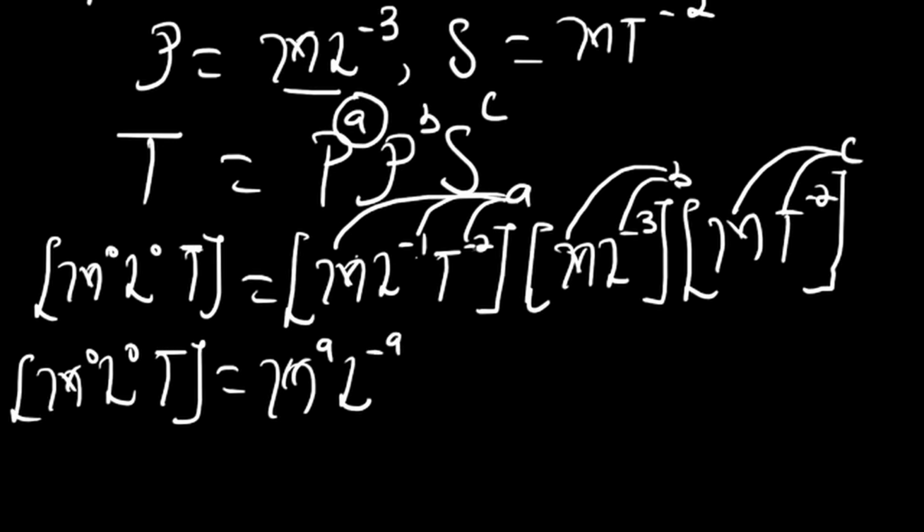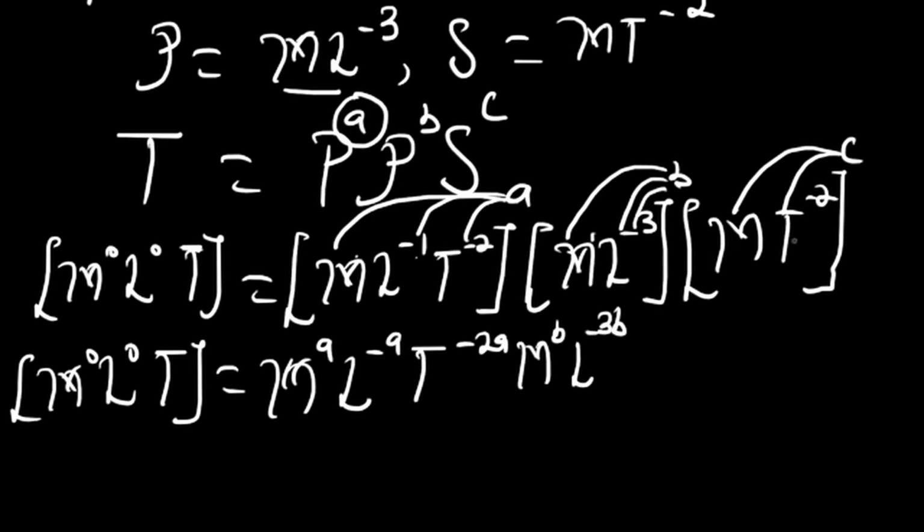And for the T, minus 2 times A gives you T to the power minus 2A. Now let's do for the B. Here we have, this is the power of 1, right? So 1 times B gives you M to the power of B. And then negative 3 times B gives you L to the power minus 3B.